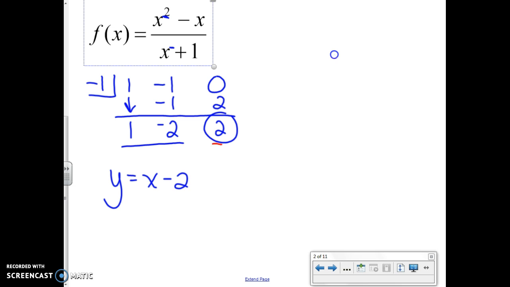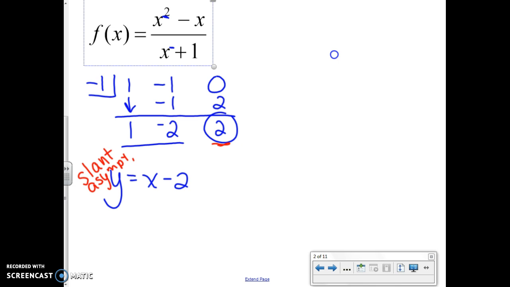So I don't even need the remainder when I'm doing asymptotes. This is just what I get. So my slant asymptote will be at y equals x minus 2. So that's my slant asymptote.